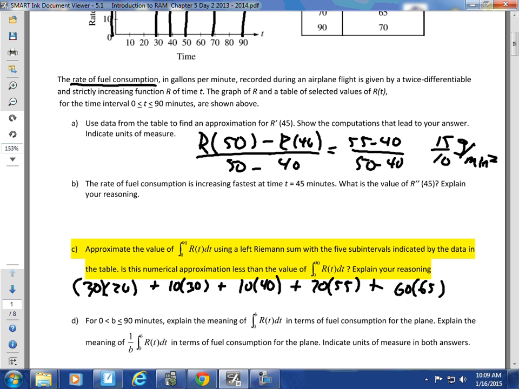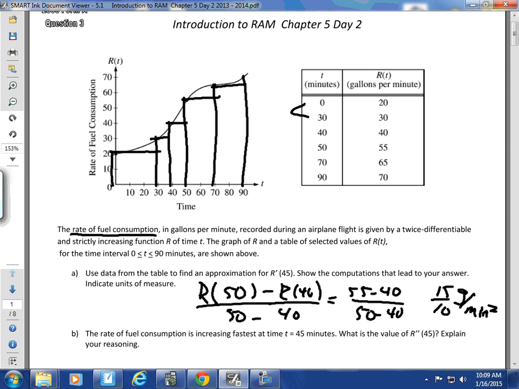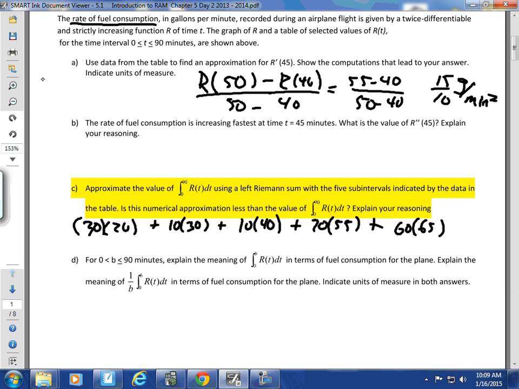If you look at the left column in this table, there's the first rectangle width, 30, then 10, then 10, then 20, then another 20. All right, we need a number. I think we can do this. 600, correct? Plus another 300 takes me to 900. Plus another 400 puts me at 1,300. That's going to be 1,100. Where am I at now? 2,400. And then 60 times 65.